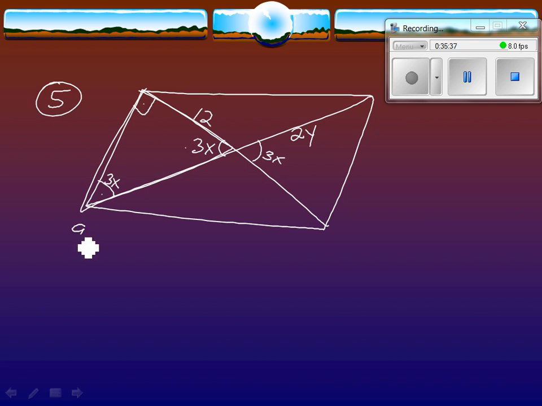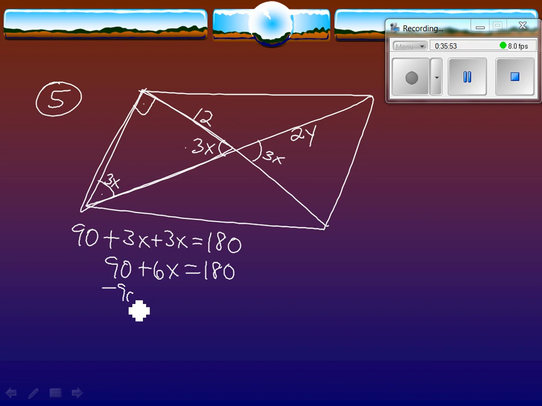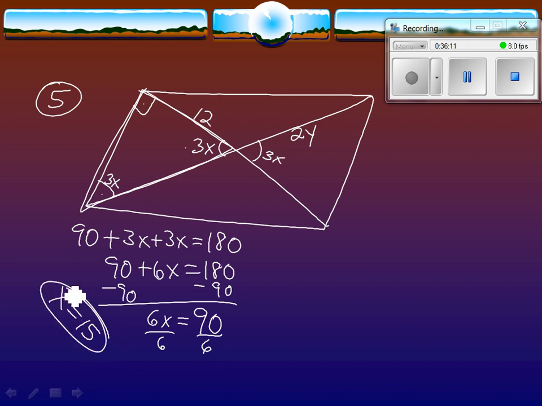90 plus... oh, wouldn't that be 40? They have to be 3x. So 3x plus 3x plus 90 equals 180, so 6x equals 90. Then what? Divide by 6. What's x equal? 15. That's one of our answers.